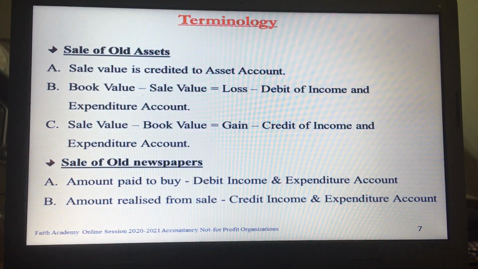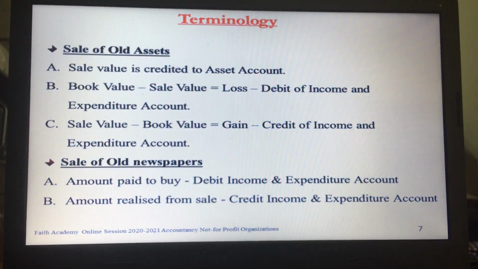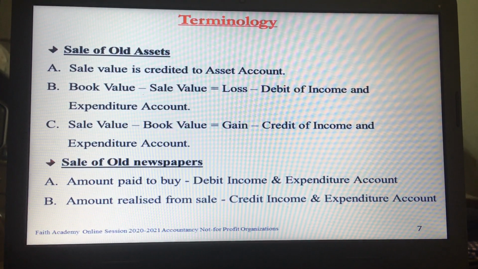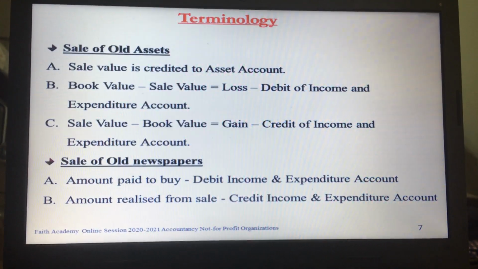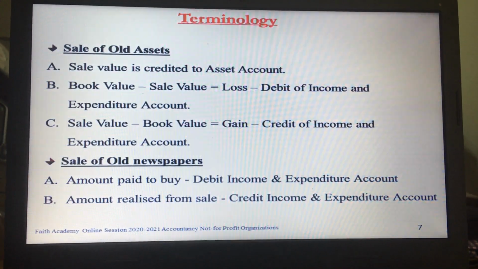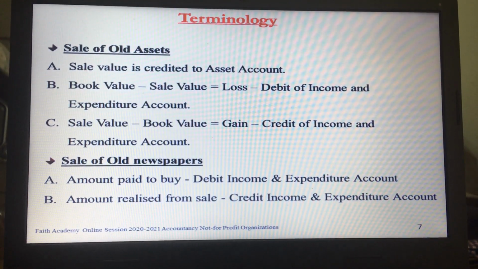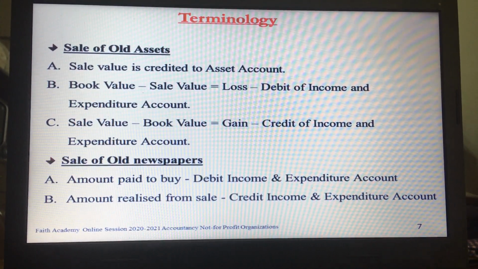If we talk of sale of old assets, sale value is credited to the asset account since the asset account is decreasing. If the book value is more and sale value is less, it will be a loss and this loss will be shown on the debit side of income and expenditure account. If the sale value is more than the book value, it will be a gain and it will be shown on the credit side of income and expenditure account.